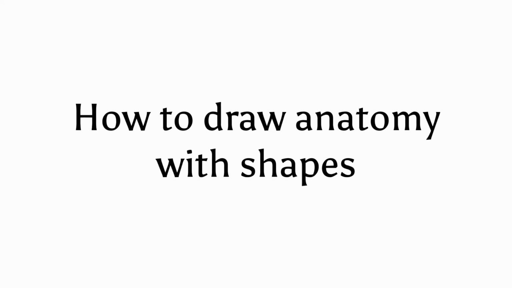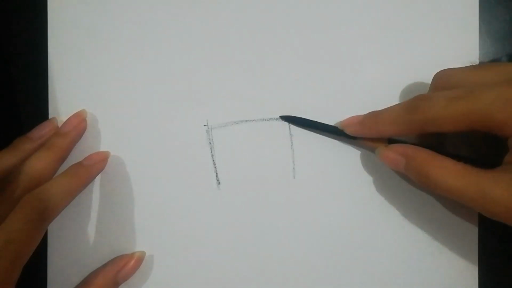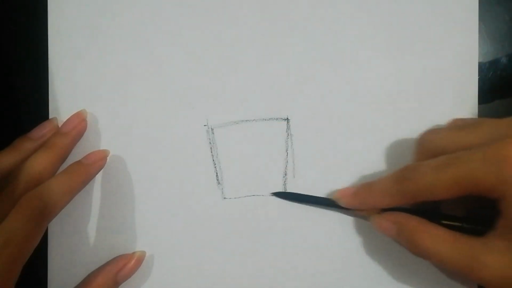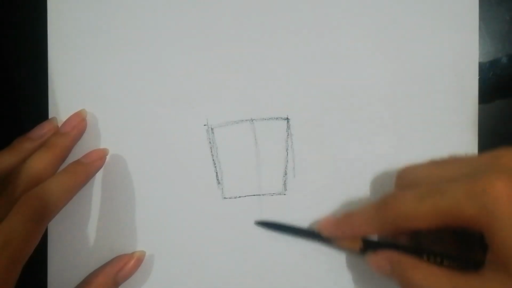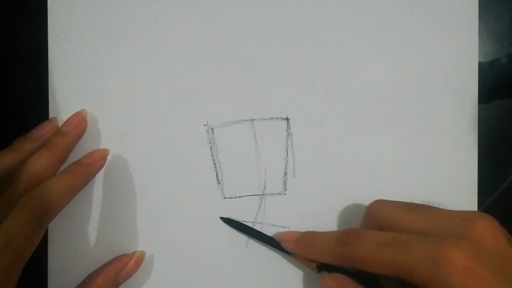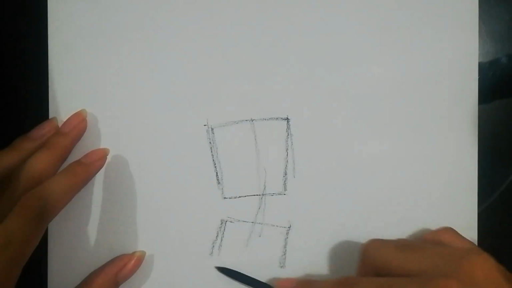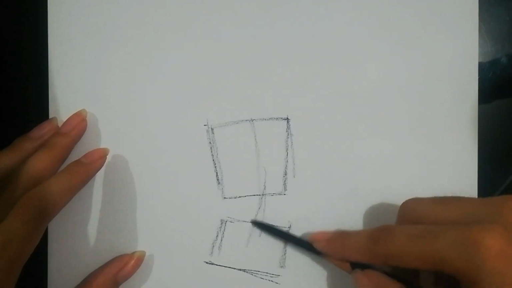So how to draw anatomy with shapes? So here I am sketching the rib cage. And then next is the pelvic bone. So in the first stage, we will simplify the form of the body.